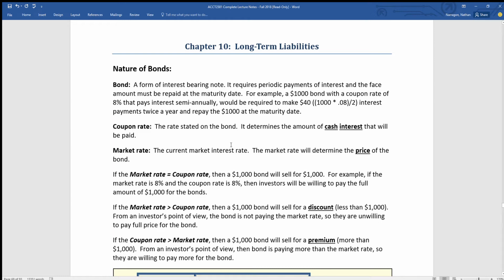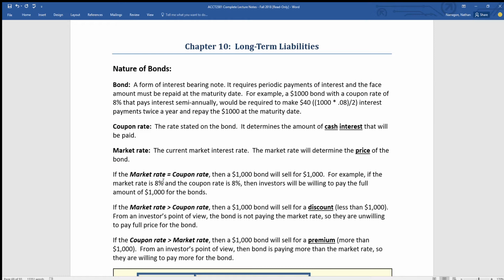So we'll have three scenarios since we're dealing with two items. One, of course, is when the market rate equals the coupon rate. If they're the same, then the bond sells for face value, or for the principal. So a bond for $1,000 will sell for $1,000. Market rate's 8%, coupon rate's 8%. Basically, investors are willing to actually buy at face value. Doesn't mean that the company's doing bad, doesn't mean the company's doing good, it's just investors are okay with it.